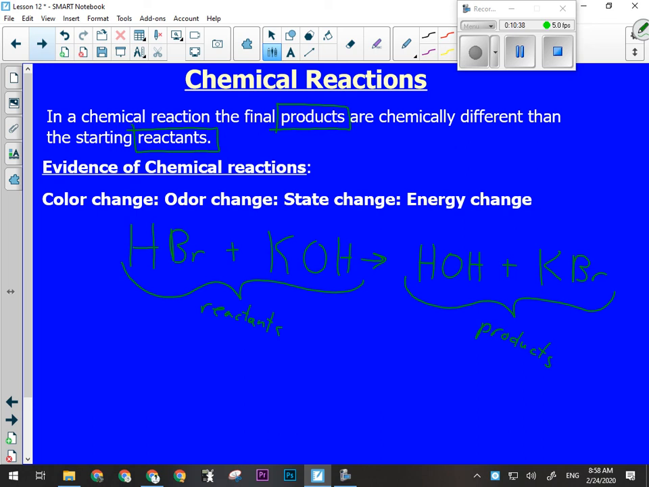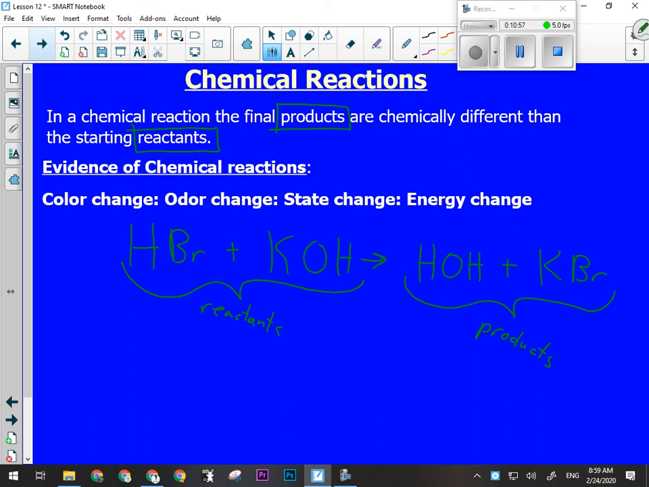Anytime you add an acid and a base, they neutralize each other. They react. Their pH changes. That could also be a sign of a chemical change. Their pH changes and I end up with water and a salt. In any acid-base reaction, I end up with water and a salt of some kind, an ionic compound, on the other side.